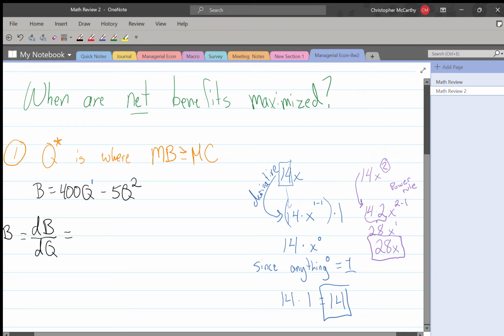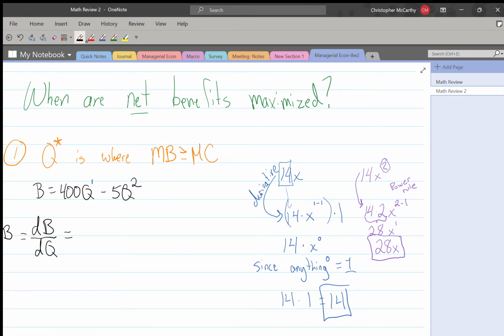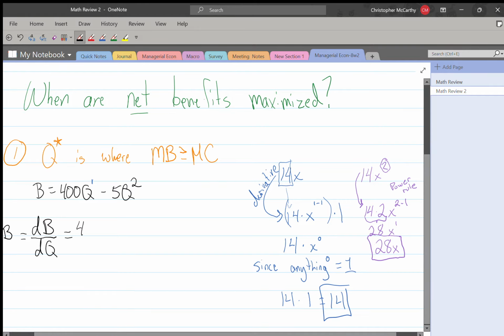So the point being that when we take the derivative with respect to q, we end up with 400 times 1, and we don't need to say times 1, we can just have it be 400. And then for this term, we do that other version of the power rule, where we take that 2, multiply it by the constant, and subtract 1 from the exponent. This gives us 10q to the 1 power. And that's going to be our marginal benefit.